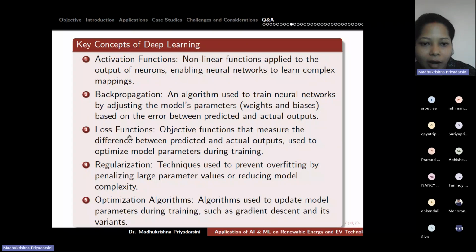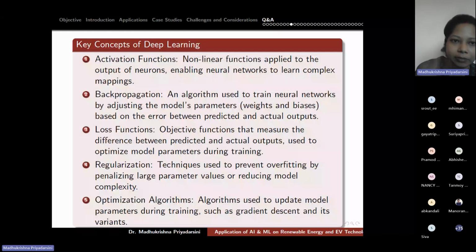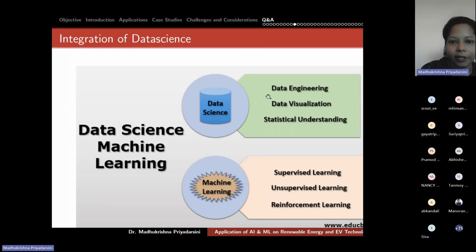Loss function is basically how the predicted and actual output differ, and that is calculated by the loss function. And regularization is about whether it is overfitting or underfitting. And then the optimization algorithm: when we are doing the back propagation, we are finding a better output than the previous output. So that is your optimization algorithm. Using all these concepts, deep learning is basically working.